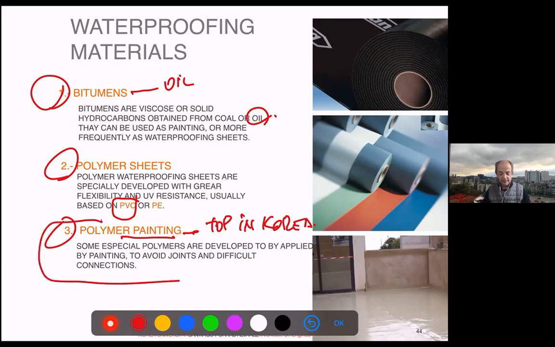One advantage of polymer painting is that it is a continuous material, so you don't need to detail the joints. You just paint, and you have a layer of waterproofing, and that's all, right?